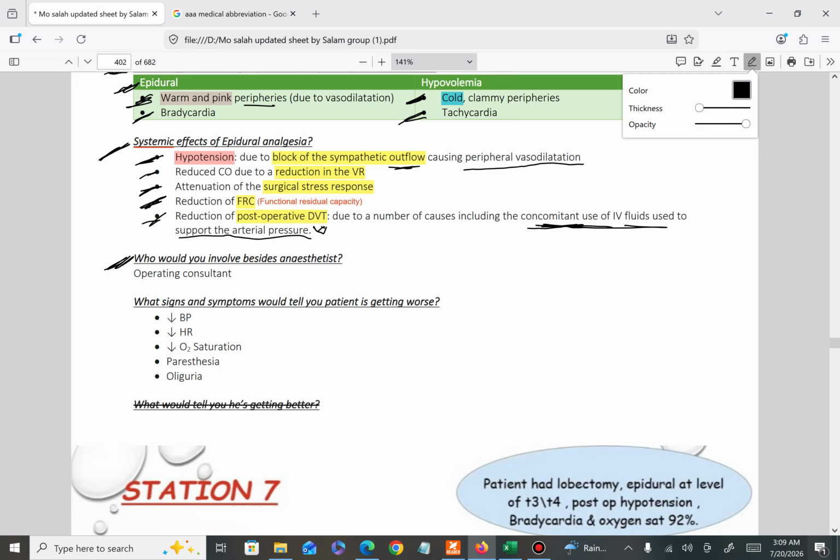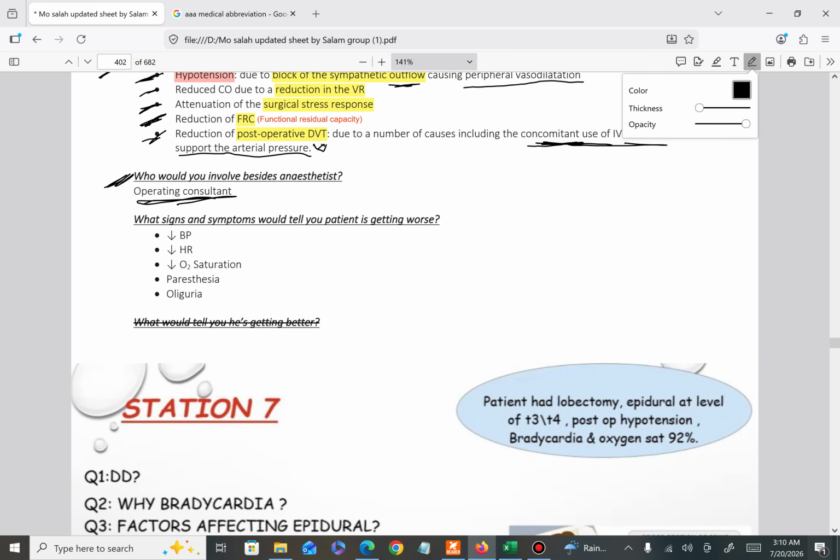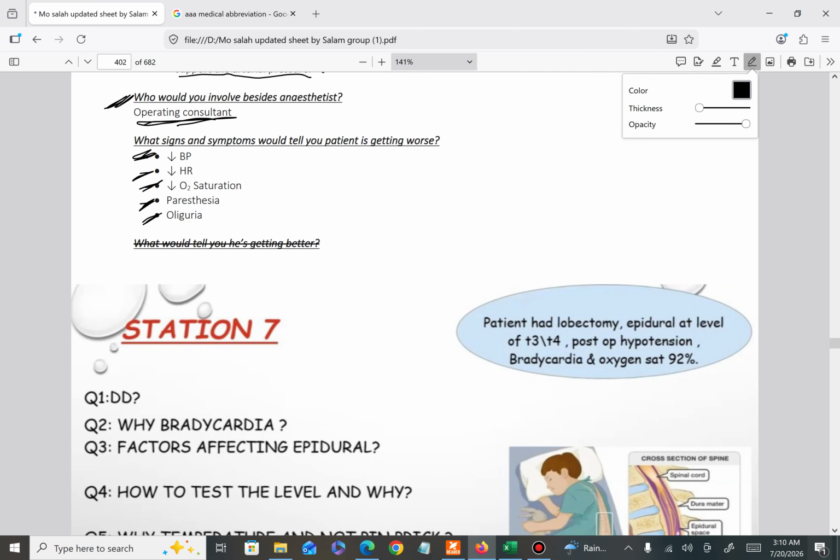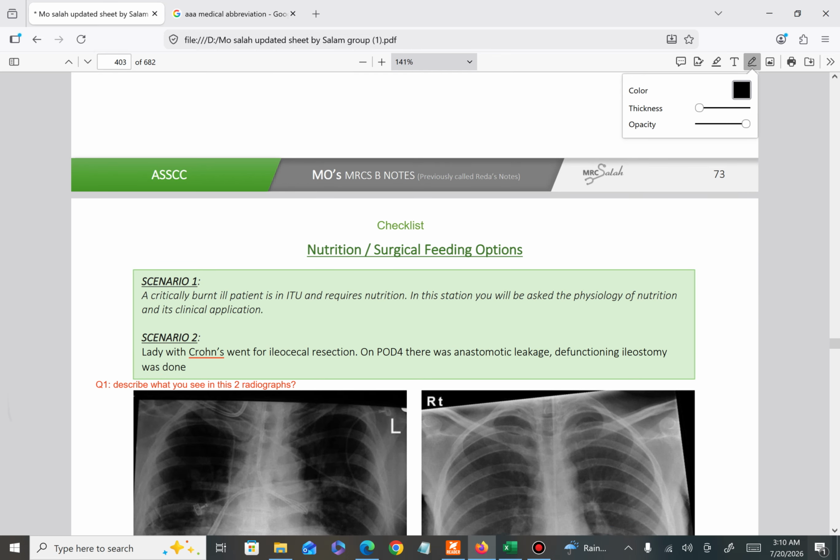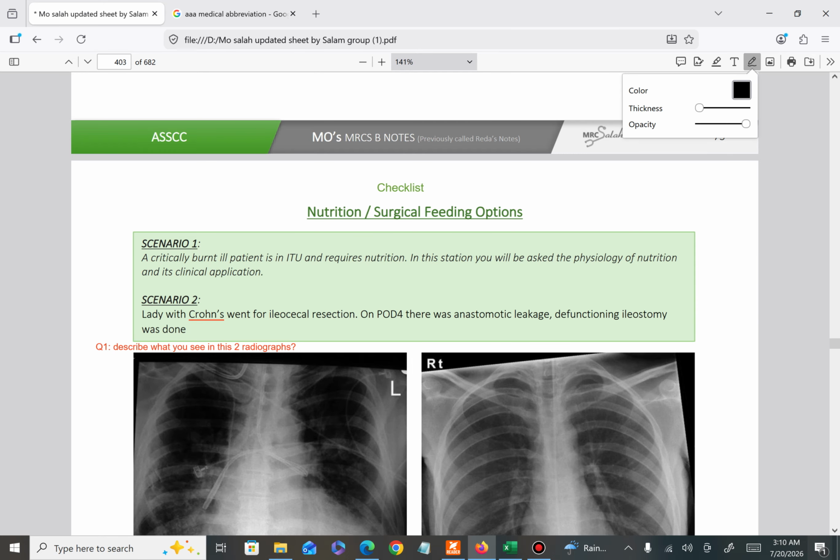Then who would you involve besides the anesthetist? So we will involve the operating consultant in this case. Then what signs and symptoms would tell you the patient is getting worse? So if there is decreasing blood pressure, decreasing heart rate, decreased oxygen saturation, paresthesia and oliguria, then these signs will tell us that the patient is getting worse. Okay, so this is about epidural anesthesia, which is a small station.